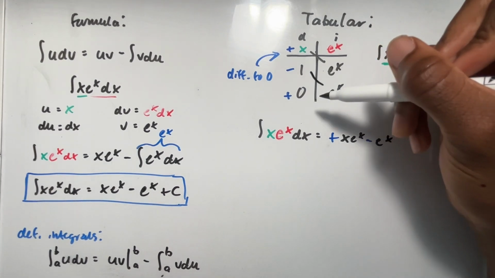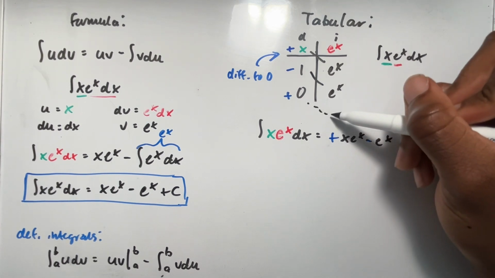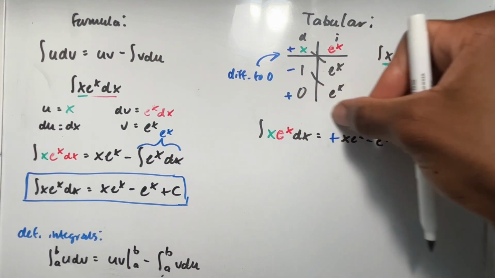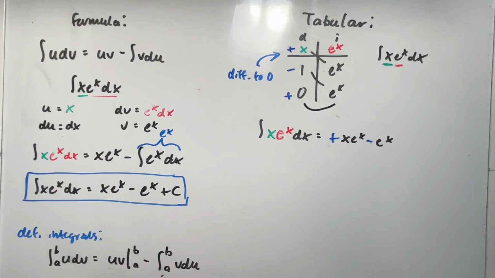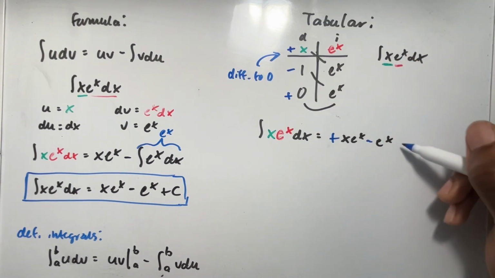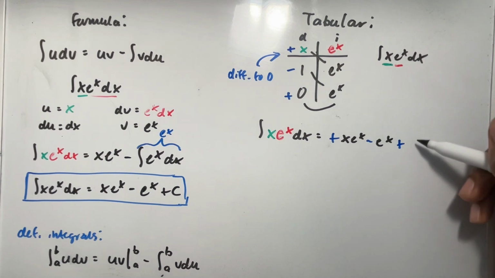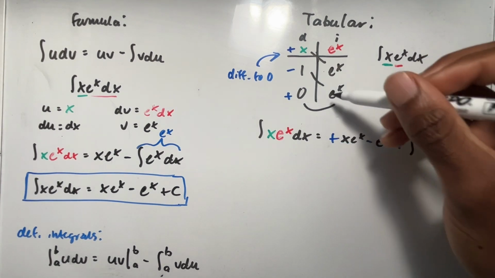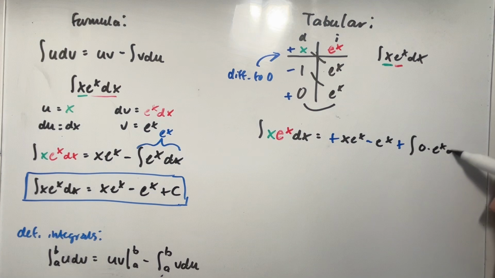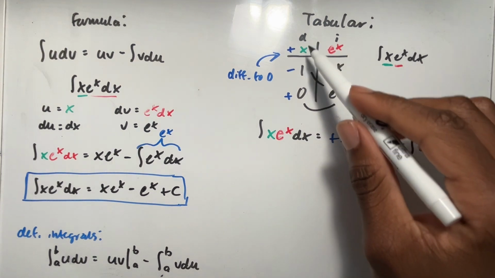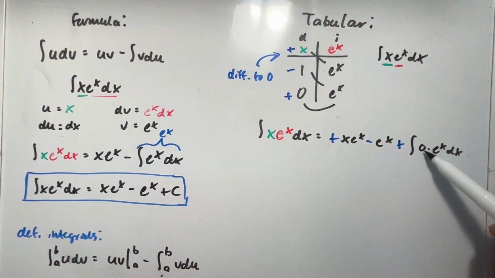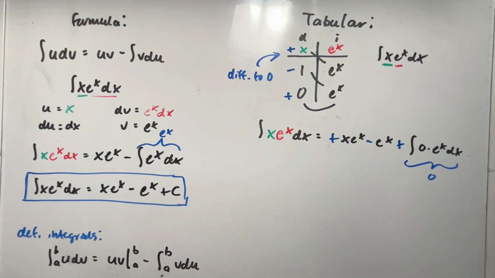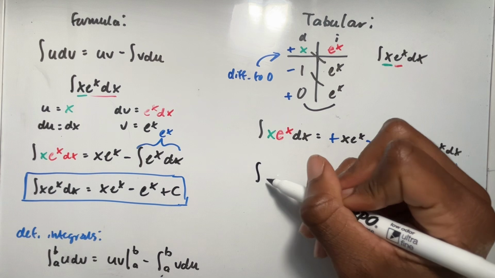And then when you get here, you can't multiply diagonally. So you're just going to multiply horizontally. And when you do that, you actually want to rewrite the integral. So it's going to be plus the integral of the two terms, so 0 times e to the x dx. And the reason why you want to differentiate to 0 is because when you do that, this whole term ends up just being 0.